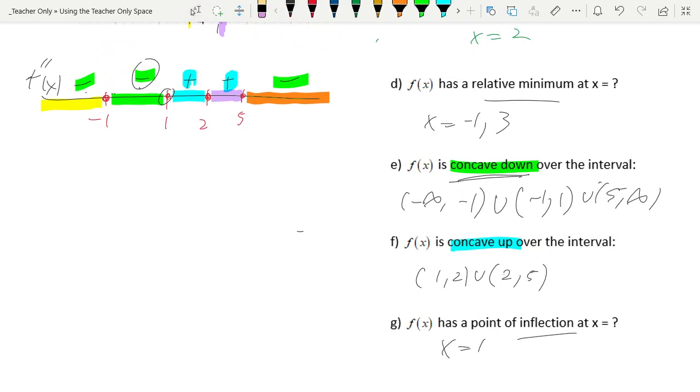Okay, let's check our next one. Checking 2. To the left, to the right, they're both positive. No change, no inflection. You don't count. Next one, let's check 5. To the left, to the right, we had positive, we had negative. So there's another inflection point because there was a change.